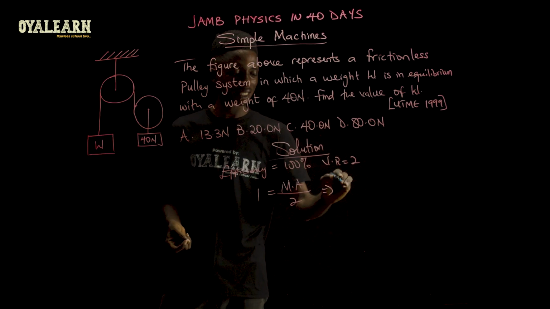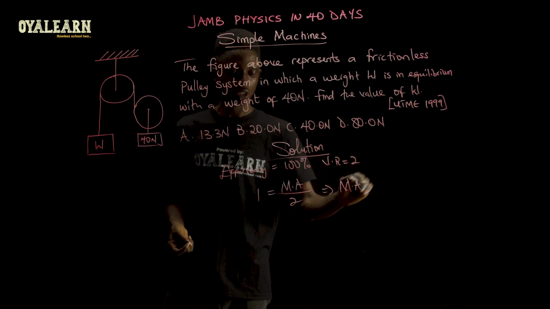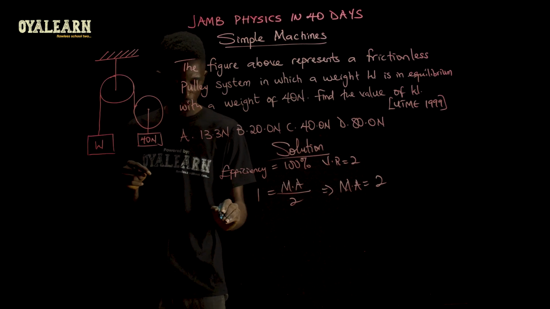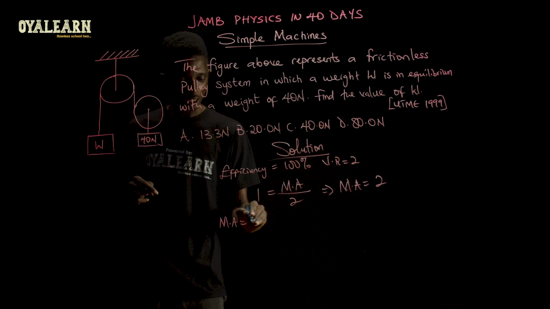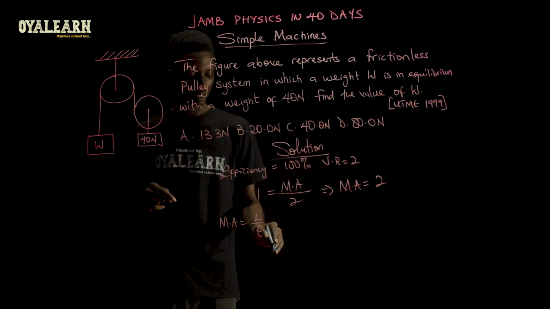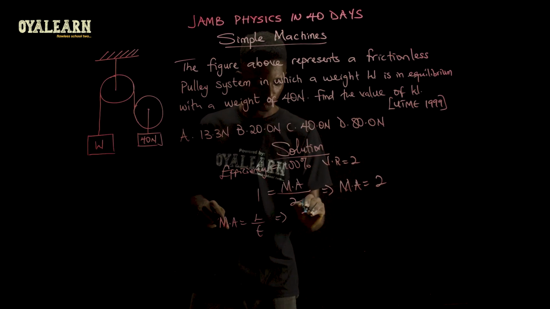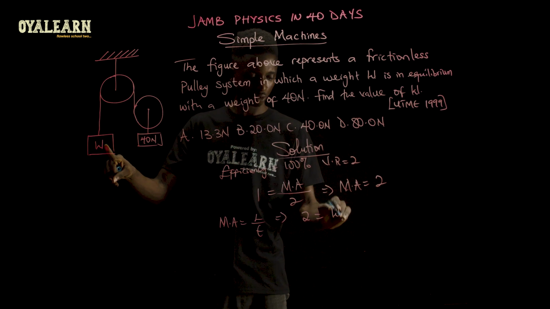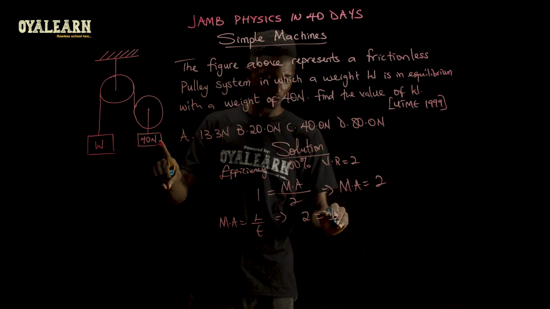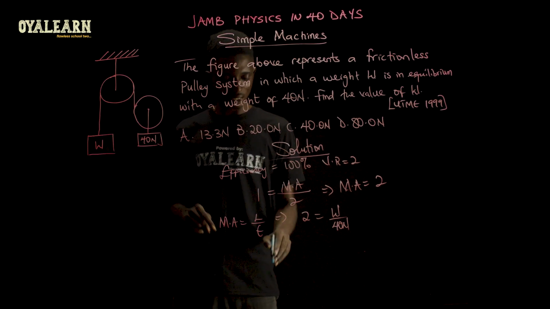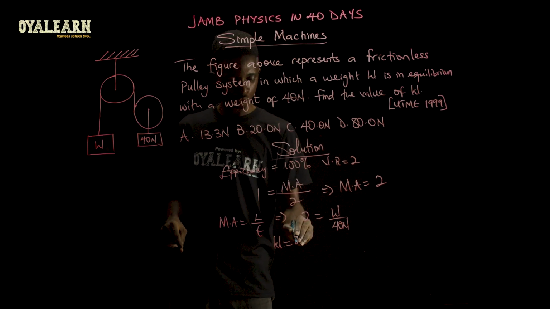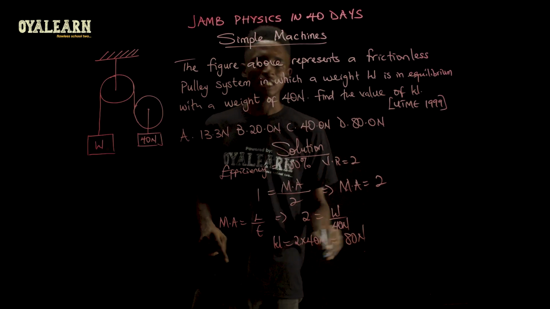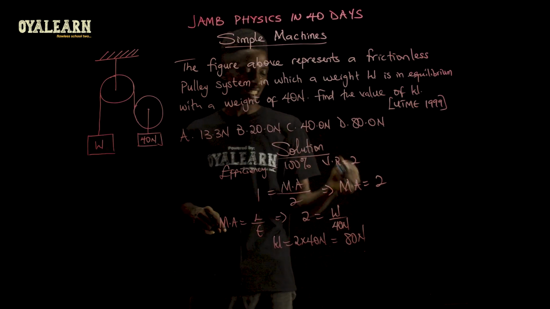So what this implies is that the mechanical advantage is 1 times 2, that will give you 2. But mechanical advantage equals load over effort. So what this implies is that 2 equals the load over the effort. The load has weight W, and the effort applied is 40 newtons. Now, what does this mean? It means W equals 2 times 40 newtons, and that will give us 80 newtons. So the correct answer is option D.